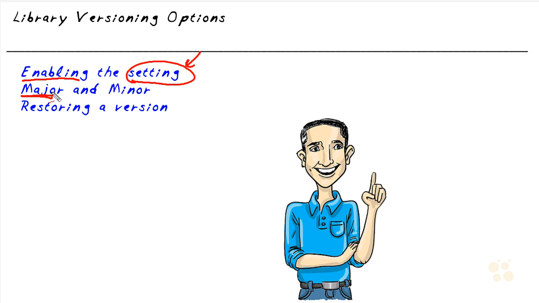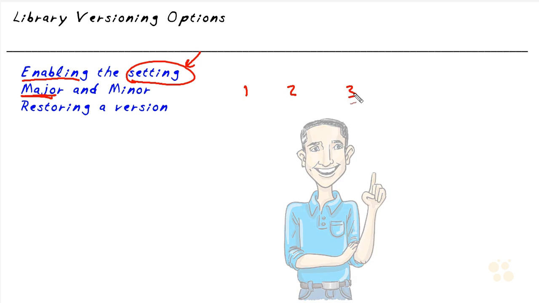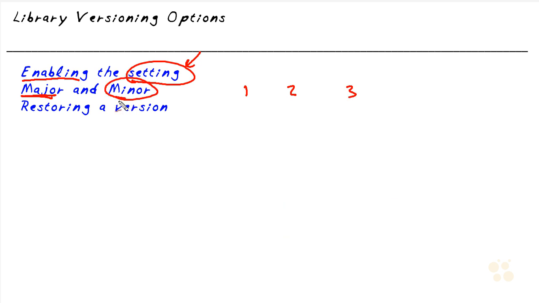And one of the big questions for you and I is, do we want to track just major versions like version 1 and version 2 and version 3, or do we want to do major and minor like 1.1 and 1.2 and 1.3, and then after that's approved, go to version 2, and then have 2.1 and 2.2 and so forth.